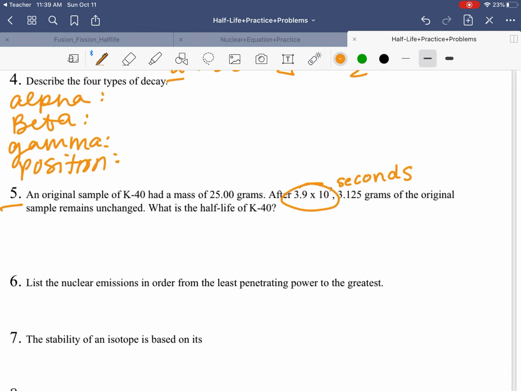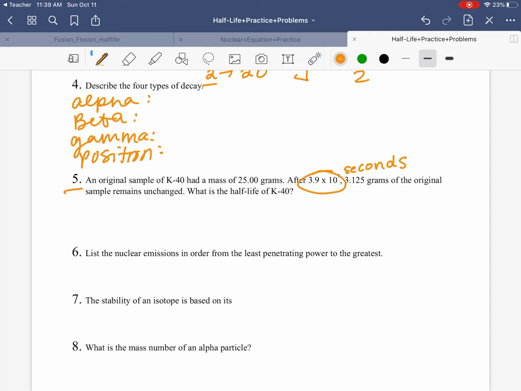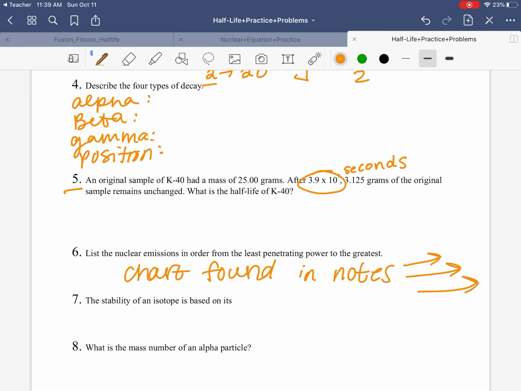List the nuclear emissions in order from least penetrating power to the greatest. So if you go in your notes where we talked about, I think the notes are titled Nuclear Chemistry, there is a chart that shows you which one has the most penetrating power. In the notes, it's like a picture, with the rays going through different materials. So make sure you look at that.